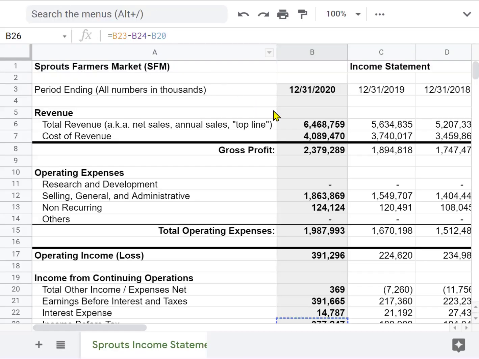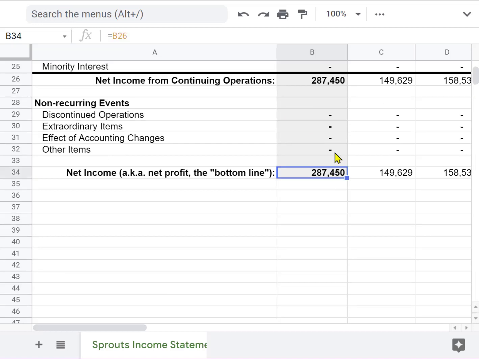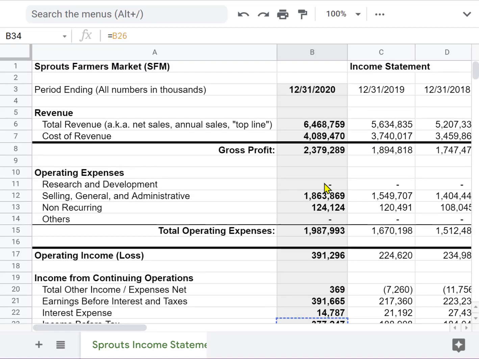So let's take a look at Sprouts' income statement. What's the top line number? 6,468,759. What's the bottom line number? 287,450. I've already done these, so make sure I'm correct. But I get a net profit margin of 4.44%, which sounds not that great, huh?